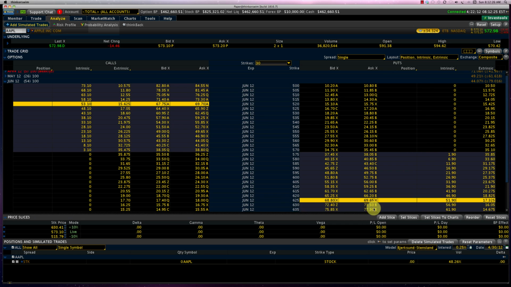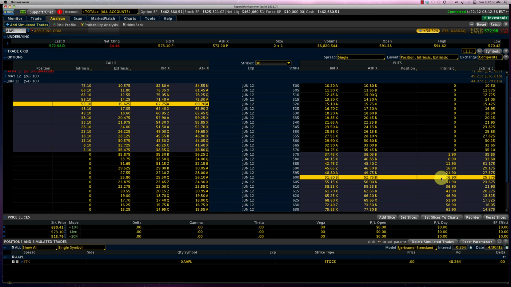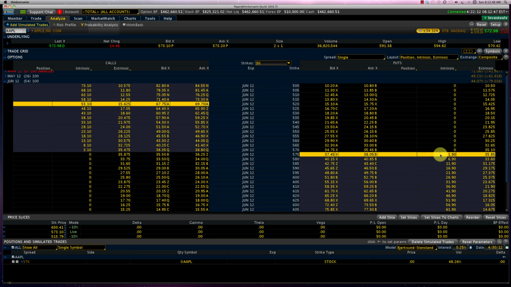So the 635 put option is going to be deeper in the money than the 625 put option, and the 625 put option is going to be deeper in the money than the 600 put option. And finally, we'll come to the at the money put options that are closest to the stock price, which is the 570 put and the 575 put. So that's how the layout is structured on the put side.